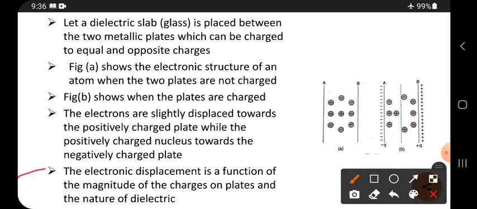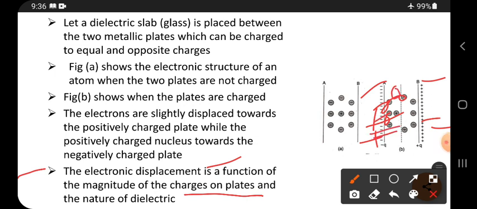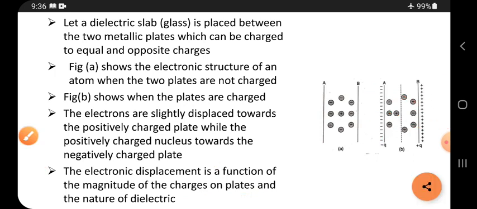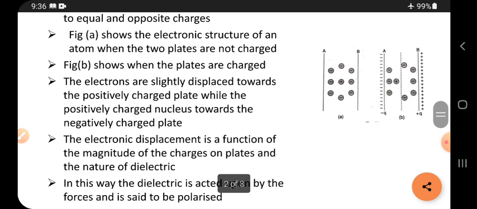Now see that dipole definition. The electronic displacement is a function of the magnitude of the charges on the plates and the nature of the dielectric. So this displacement of negative charges depends upon these charges. If more charges are present, then a larger number of opposite charges are displaced to this side and the other side. And it depends upon the nature of the material also. If the material has more atoms, then a large number of ions can be displaced.